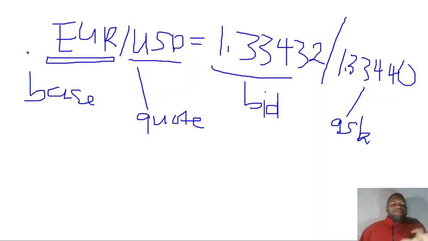So when you have a forex quote like this, if we are to try and simplify things, remember we said that the ask price is the price at which the broker or the bank is willing to sell to you, and that is the price at which you are then going to buy. So if you are buying Euro USD, you are buying Euro USD at a price of 1.33440, and if you are to sell Euro USD, you are actually selling at a price of 1.33432.